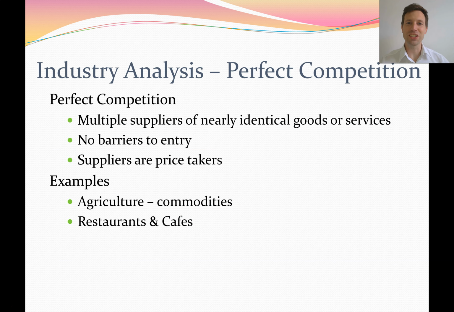When we get to the other extreme of behavior, we've got perfect competition. In perfect competition, there's multiple suppliers of nearly identical goods and services. So when you think about going to a cafe or a restaurant, there's hundreds of different cafes in a place like Sydney. There's probably thousands of different restaurants, and they all offer similar goods and services, and they have to compete very aggressively with each other.